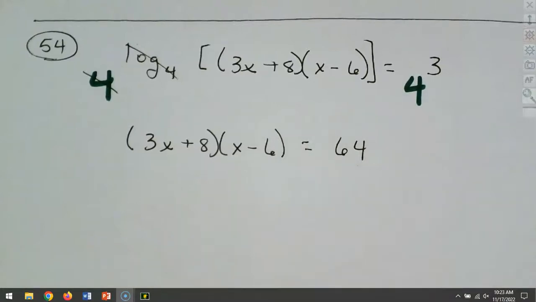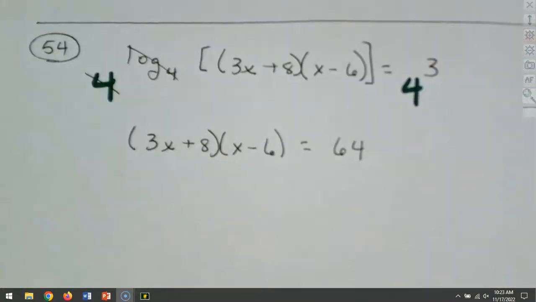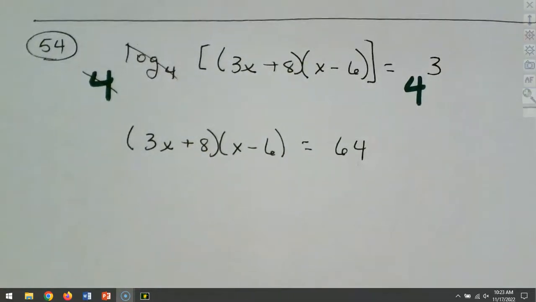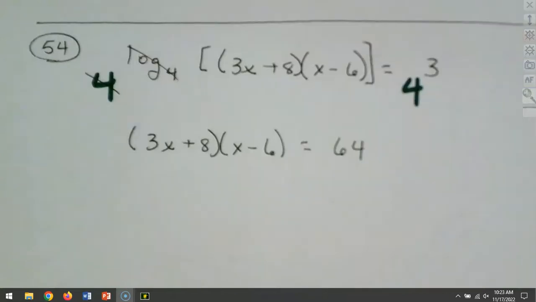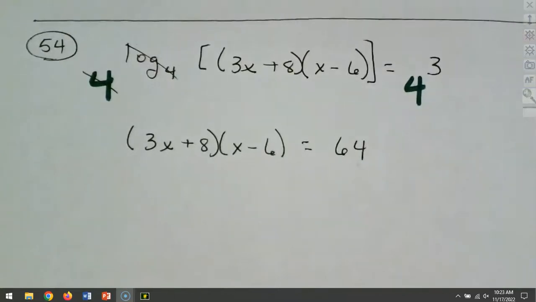Now we should know what to do, right? So now we should know how to proceed from here. What are we going to do to proceed from here? Does anyone have any idea what we would do? Logarithms are all gone. What would we do? We would have to set it to what? What do we normally set things to?